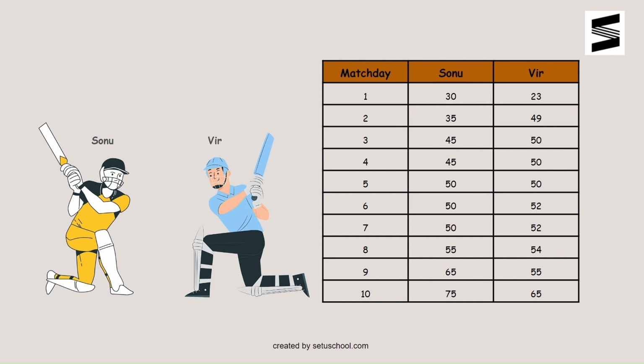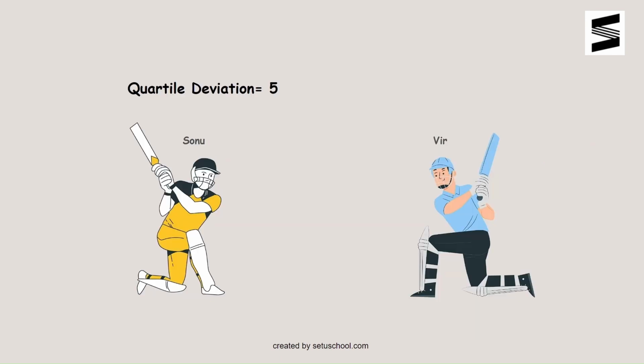Now we are rearranging the innings scores of both Sonu and Veer into ascending order to get the Q1 and Q3 percentiles, and thus calculating the quartile deviation for both the batsmen. Here we see that the quartile deviation for Sonu is 5, which implies that the central part of his scorecard lies within a range of 5, whereas Veer's quartile deviation is 2, which gives the result that the central portion of Veer's scorecard is deviating a lot less than Sonu's.